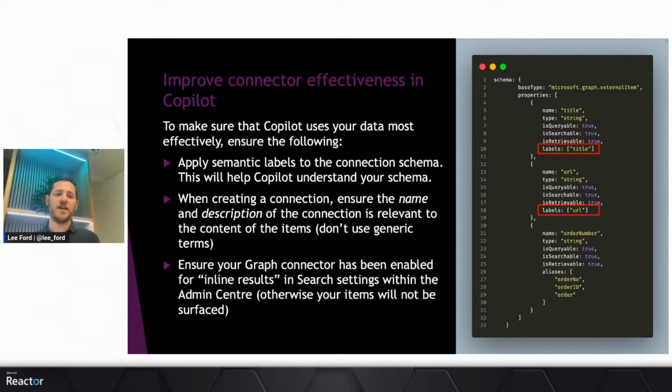One thing that you have to do is when you set up a connector, you need to make sure that you've enabled inline results. Otherwise, you can set up the connector, you ingest some items, you think, oh yeah, everything's great. And then nothing's coming through. I'm asking Copilot, it's not coming back with any data. You have to go into your admin center, go into the search settings, and there'll be an option for inline results. You just need to make sure the connector's got a tick box.